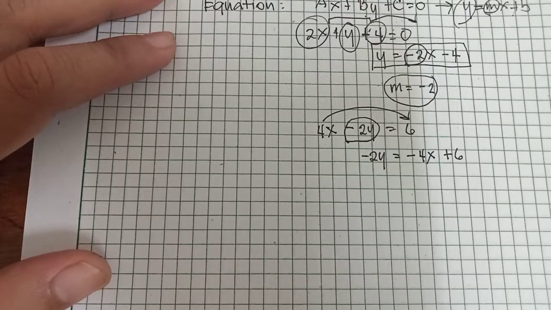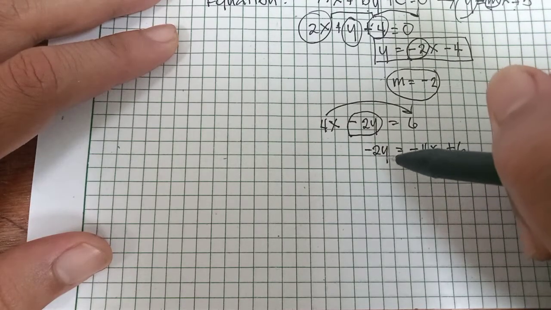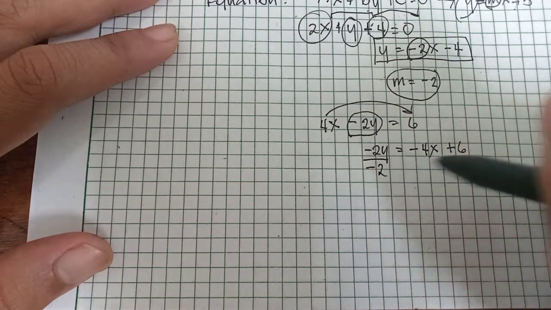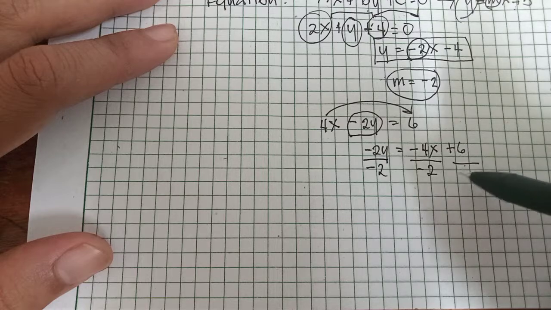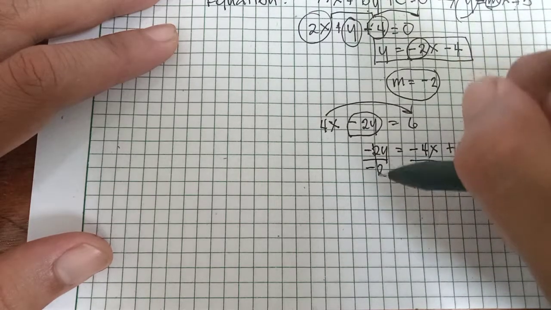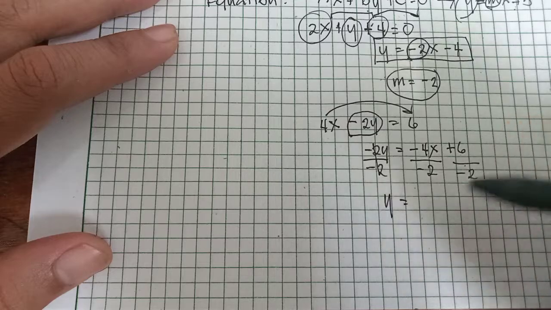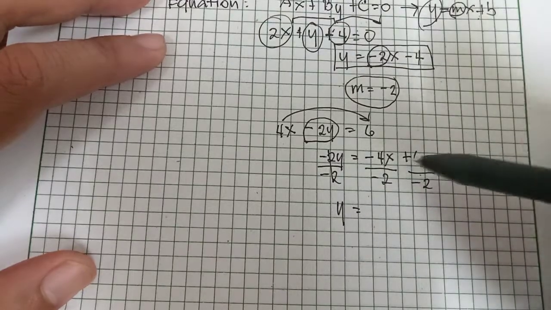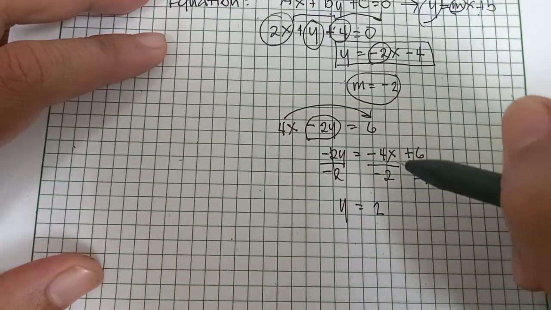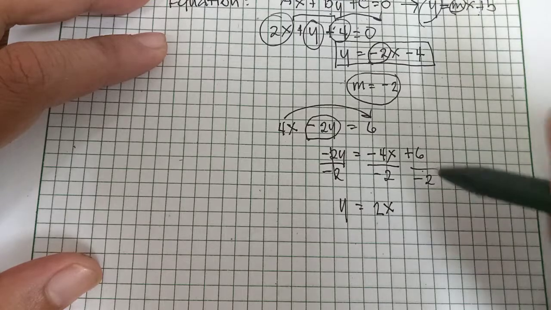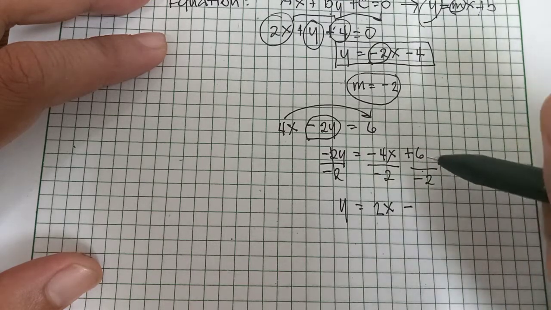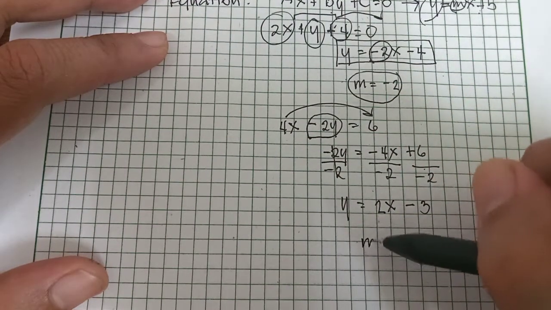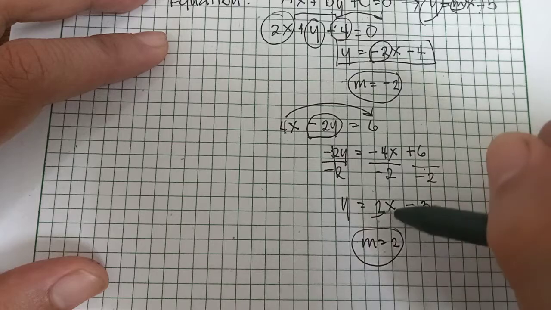And what we're going to do with our y, it has a coefficient of negative 2. We're going to divide this by negative 2, by negative 2, and by negative 2. So this will be cancelled out. What is left is y. Negative divided by negative is positive. And 4 divided by 2 is 2. Copy our x. And positive divided by negative is negative. 6 divided by 2 is 3. Therefore, in this given equation, our m is positive 2. Our slope is positive 2.